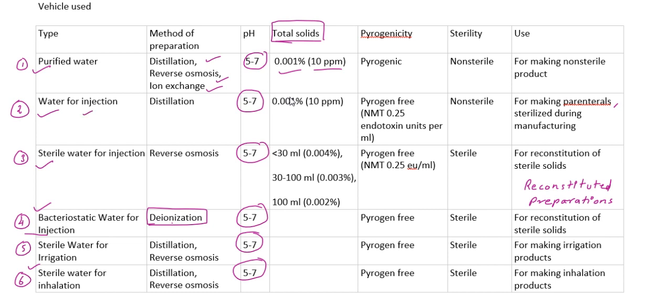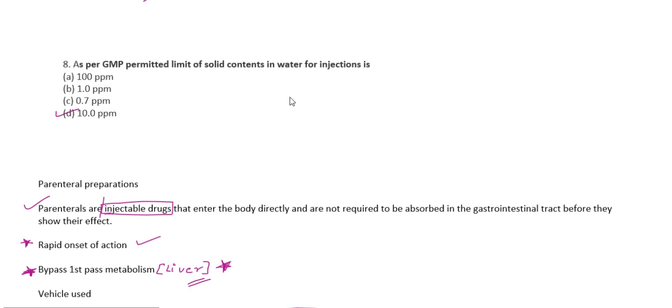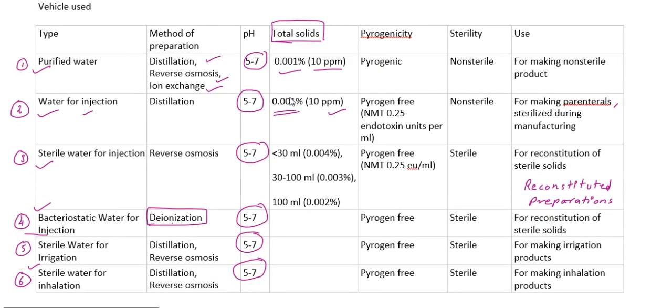Same is the case with water for injection. The total solid content should be around 10 ppm, which is around 0.001 percentage. This was a question asked: as per GMP, the permitted limit of solid content in water for injection is 10 ppm. We'll go through the other options also.